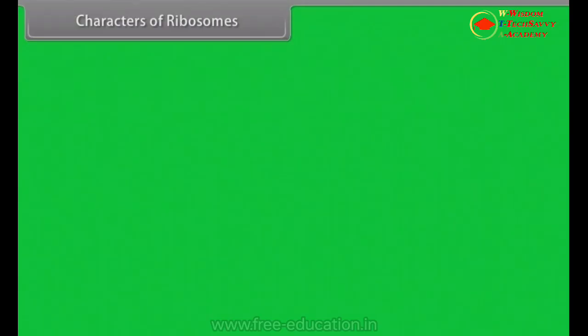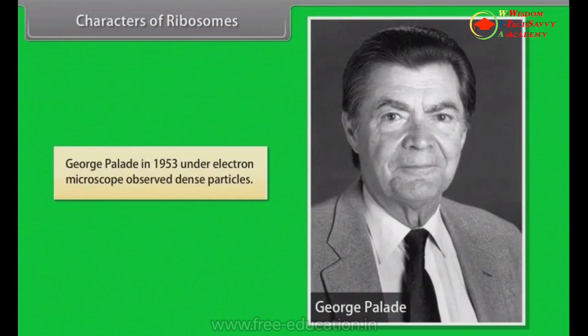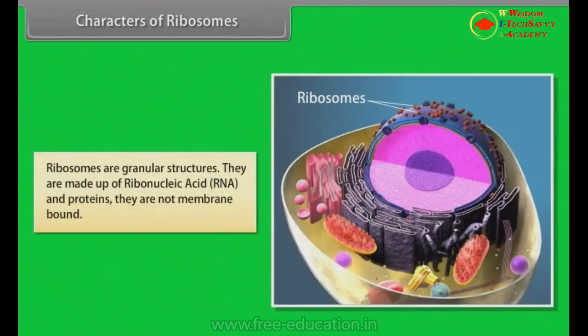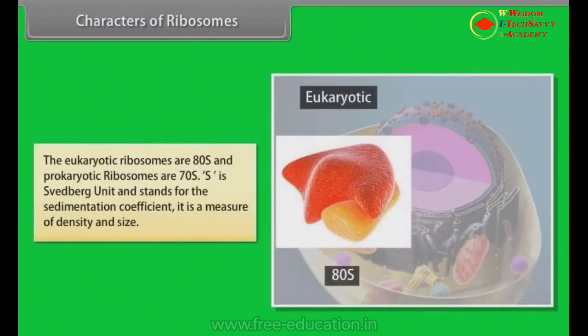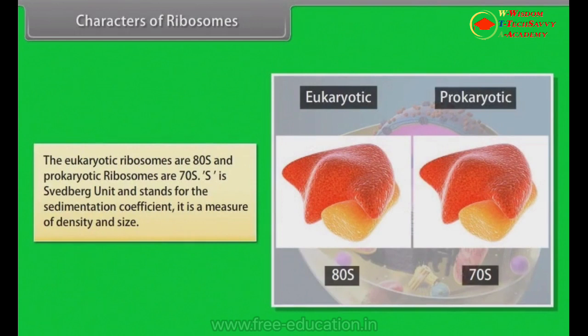Characters of ribosomes. George Palade in 1953 observed dense particles under the electron microscope. Ribosomes are granular structures. Ribosomes are made of ribonucleic acid, RNA, and proteins. They are not membrane bound. The eukaryotic ribosomes are 80S and prokaryotic ribosomes are 70S. S is the Svedberg unit and stands for the sedimentation coefficient. It is a measure of density and size.